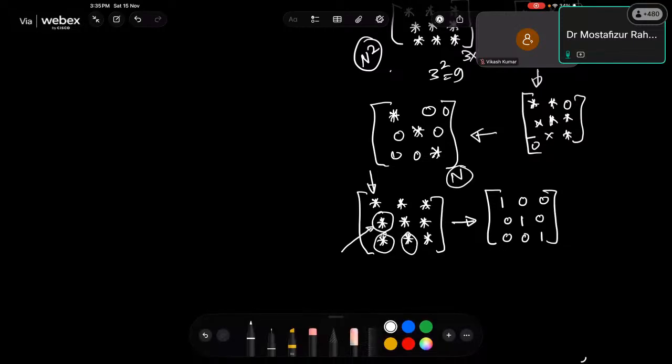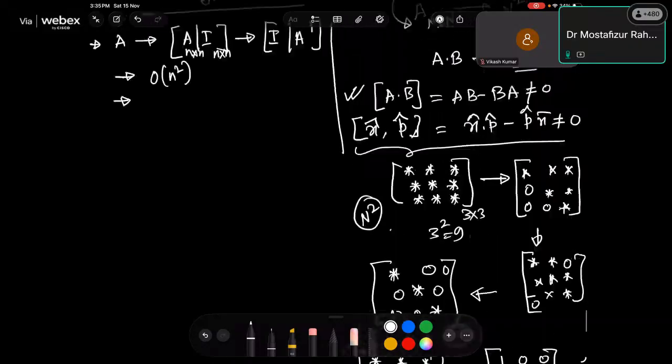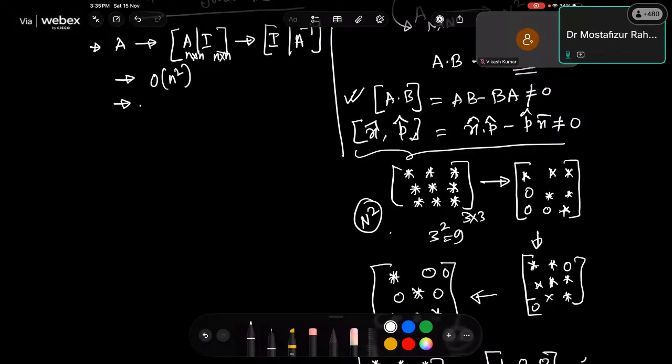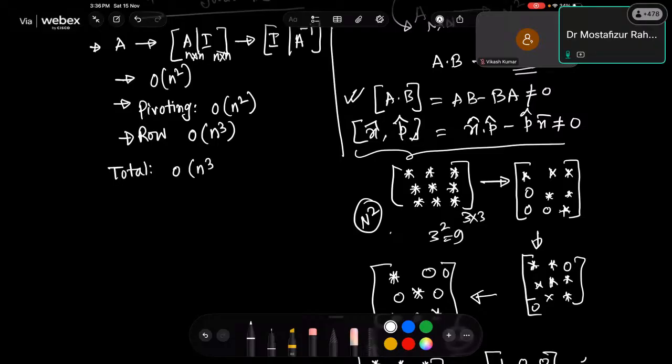So these are called the pivot elements, right? To make this ordinary matrix into the identity matrix form. So these are certain important operations. The pivoting operations, if you want to do them, also take order of n square comparisons in total. And the number of row exchange operations we have to do is order of n to the power 3. So the total operation is order of n to the power 3 in this method.